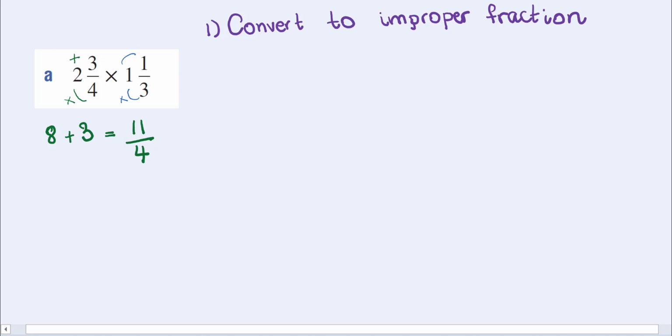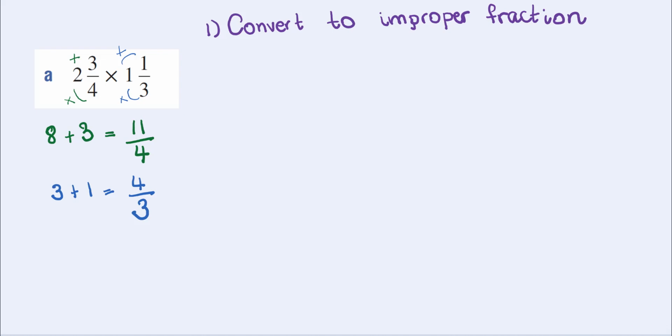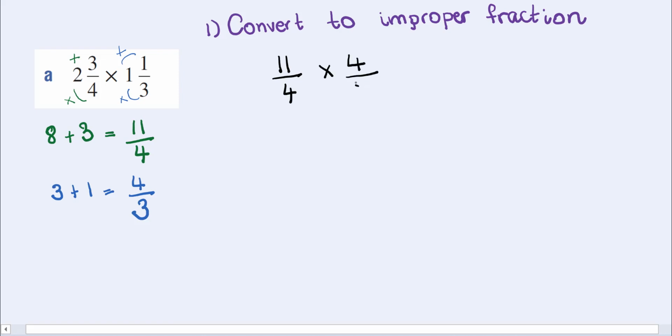So I'll do the same thing to the other fraction. So 3 times 1, which will give me 3. And then I need to add the number at the top to give me 4 over 3. So now you've got those two fractions and you've converted them into the improper version. So what I'm going to do next is I'm going to put them next to each other. So 11 over 4 times 4 over 3. Okay.